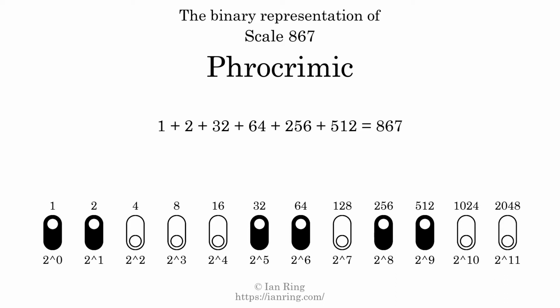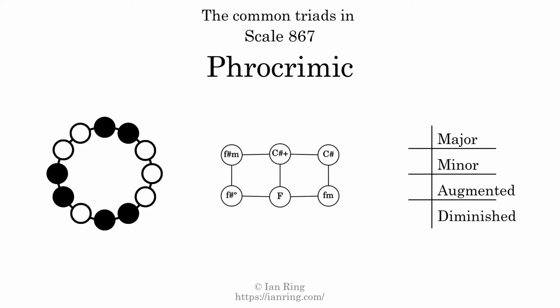The scale number not only enumerates the scale with a unique index, but it also literally describes the tonal content of the scale. Represented as a binary number in base 2, the scale number is 001101100011. Here are the common triads present in this scale.